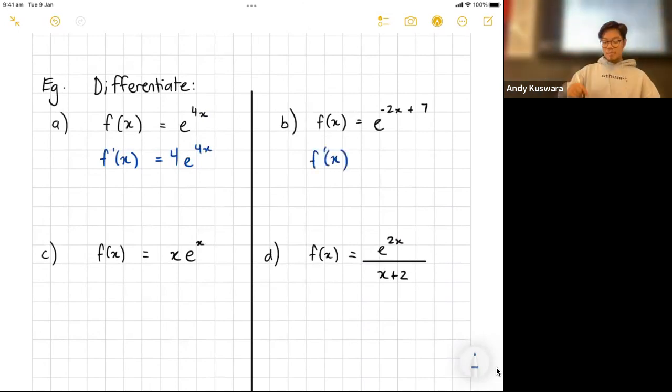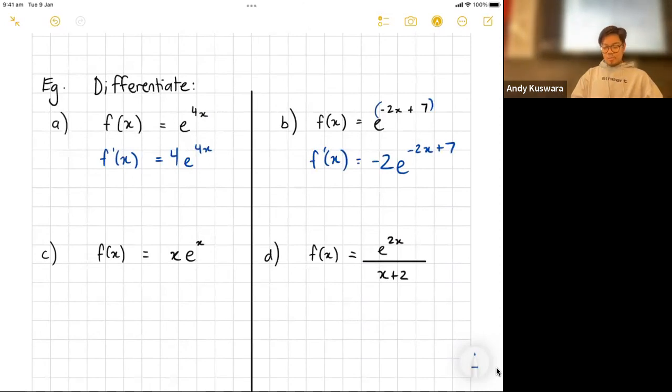Okay, and again, if you have something that looks a little bit more fancy, so if you've got f(x) equals e to the power of negative 2x plus 7, you think of that as if it was a big kind of function. What's your derivative of negative 2x plus 7? It's just going to be negative 2. So you're going to have negative 2 times e, and then back to your original function, negative 2x plus 7.